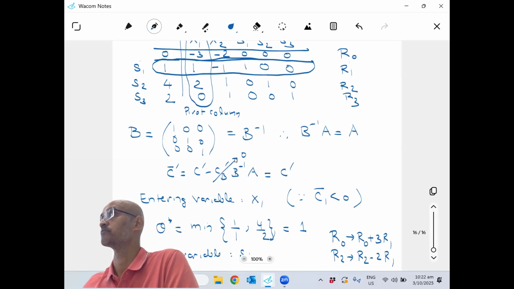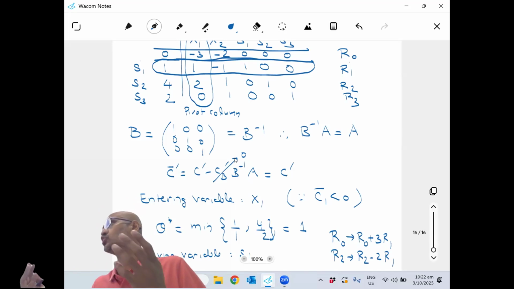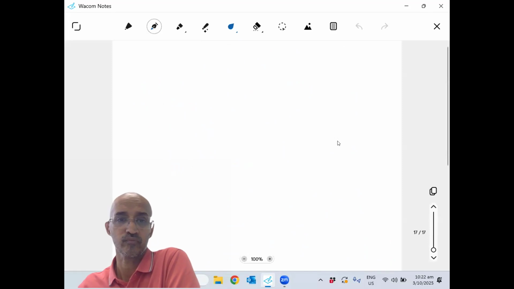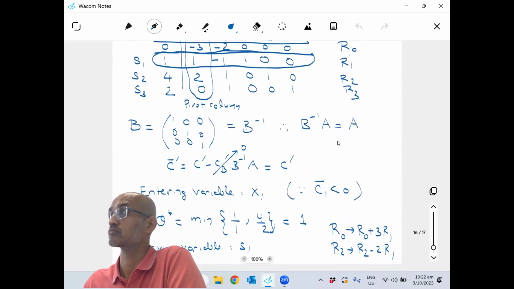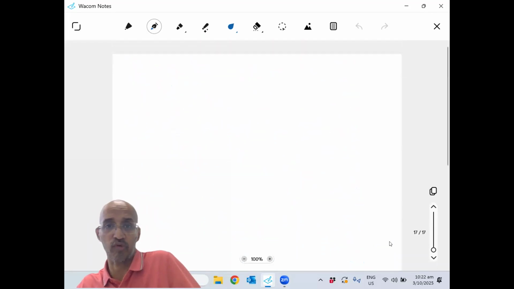Is that clear? So now you do this and write down what the new table is. Of course, when you do this row operation, you have to do it throughout the table. Any questions here with this step? Is it clear, all the steps here? Okay, fine.